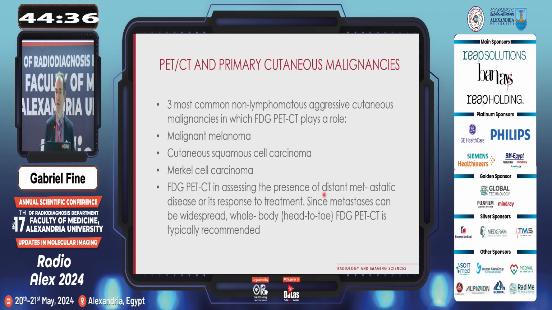So PET-CT and primary cutaneous malignancy. The three most common non-lymphomatous aggressive cutaneous malignancies in which PET-CT plays a role include malignant melanoma, cutaneous squamous cell carcinoma, and Merkel cell carcinoma. PET-CT is particularly advantageous in the presence of distant metastatic disease or its response to treatment. We typically do head-to-toe imaging because these can be widespread, and we can see it all in PET-CT.